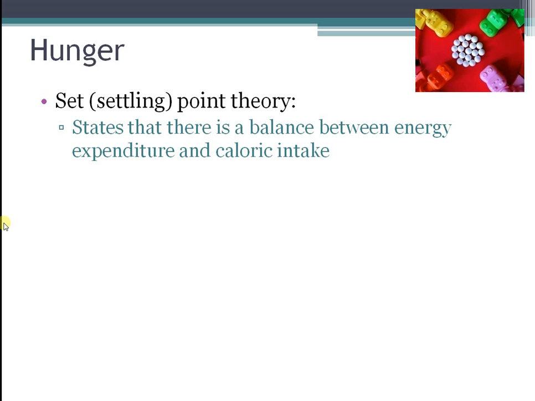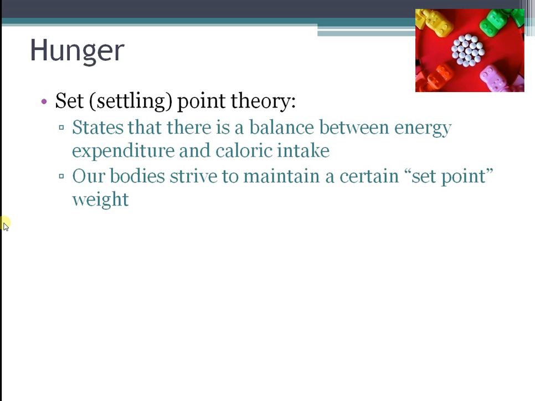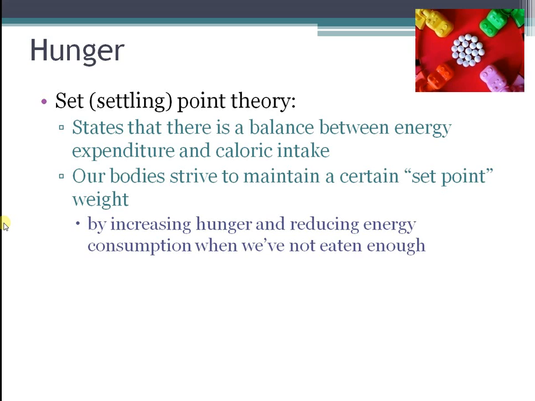Because it wants to maintain this balance between the amount of energy you expend during the day and the amount of calories you consume. Right? So we're trying to maintain this set point weight. And it's important to note that the set point weight is just whatever weight you happen to be right now. And so we do this by increasing hunger and reducing energy consumption when we haven't eaten enough. Right? So if you go out and you're at the pool all day and you've been swimming, if you've ever had that experience, you'll find that you expend a lot of energy swimming around and then you're really, really hungry. Your body wants to maintain your current weight, so it makes you hungry in order to balance out the amount of calories you've expended, right?